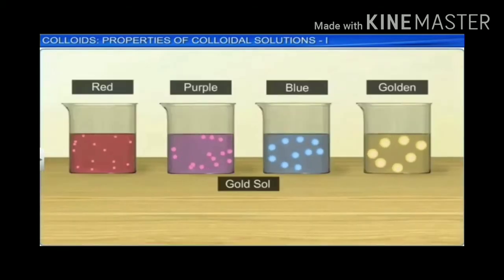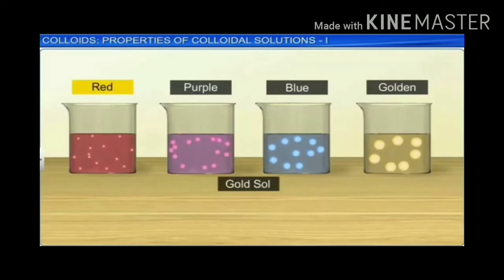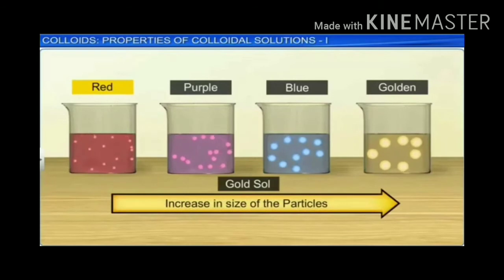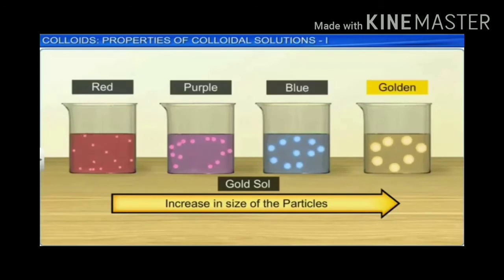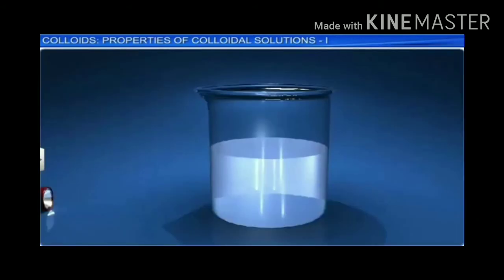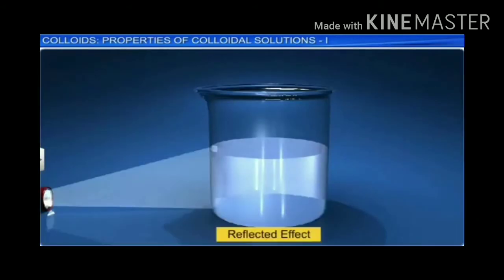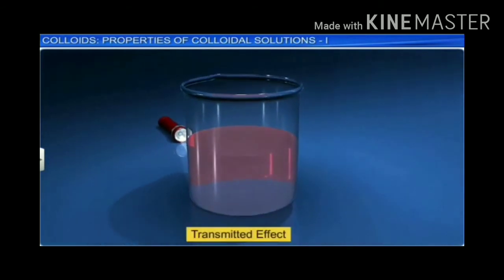For example, in a gold sol, if the particles are very fine, the sol is red in color, but when the size of the particles grows, the color changes to purple, then blue, and finally golden. The color of a sol also depends upon the manner in which the observer receives the light. For example, in reflected light, an aqueous solution of milk appears blue, whereas it looks red in transmitted light.